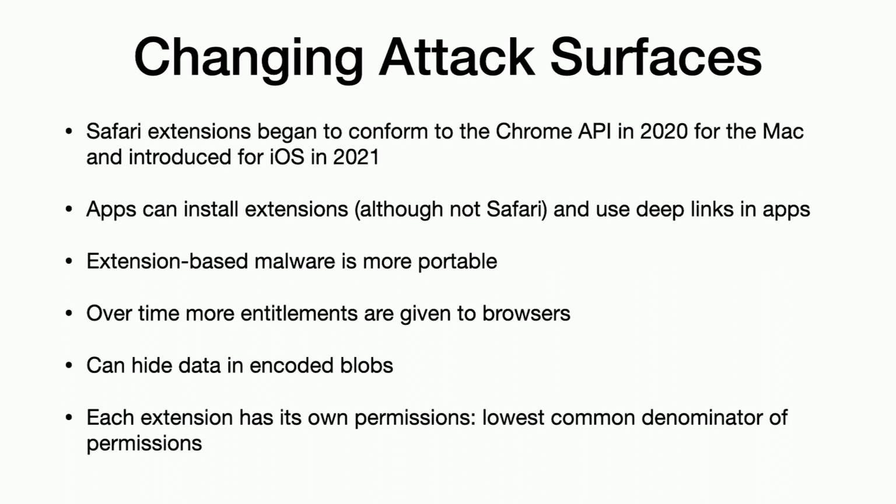So I mentioned that they're similar. They began to conform to the Chrome APIs in 2020 for the Mac, and were introduced in iOS for 2021, or Safari extensions. So Safari was the last holdout where they did extensions differently. They weren't just JavaScripts. Safari is also one of the only ones that forces all the extensions to be unaltered from their installation state. But again, extension-based malware is more portable because now we have the Irish potato famine situation where everything is the same. I can write once, run many, basically.